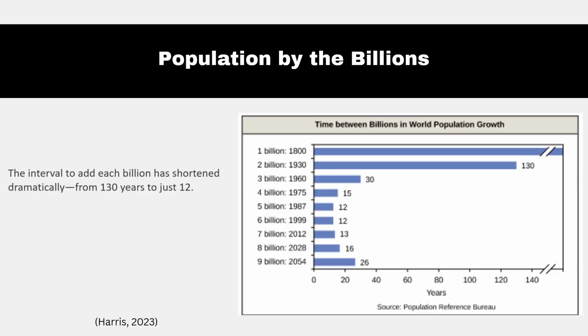Now you'll notice it's projected that there's going to be a time, it's actually happening now, where the number of years starts to increase again. And this is likely due to those resource needs. So once we get to the point where we can't accommodate that fast of a population growth anymore, the number of years that it takes to add a billion people is going to start to increase again.